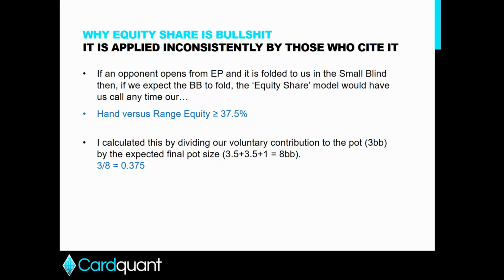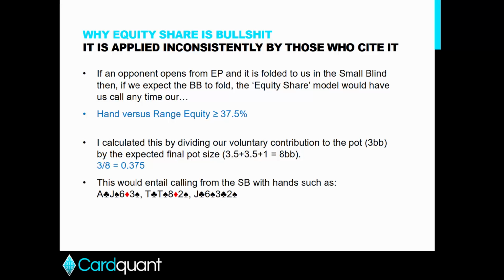That totals 8 big blinds. And so, if the equity share model were valid, you would say 3 divided by 8, and you would play any hand that had more than 37.5% equity. So this entails some rather strange calls.